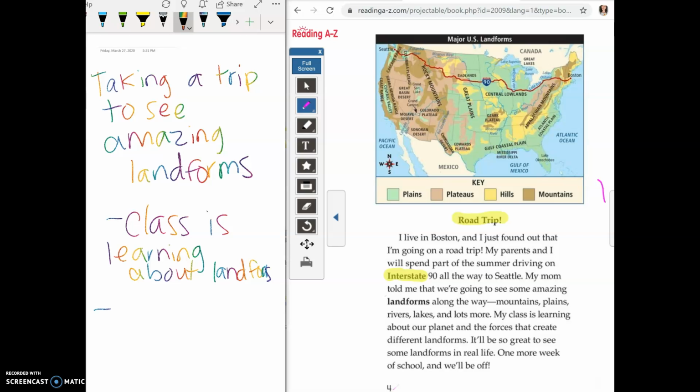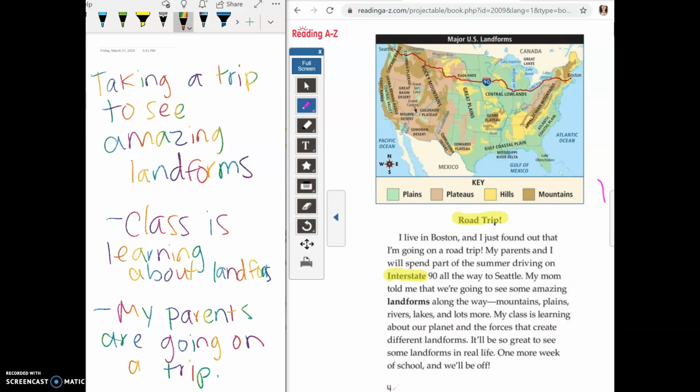The other detail that tells me that they're going to take a trip is that he literally says what? My parents and I. Right? They're going on a trip. They're going on a trip, and they're going to do what when they go on this trip? They're going to be able to see some awesome landforms.